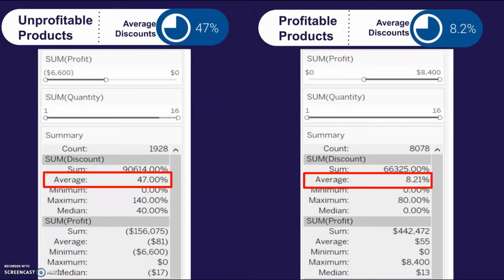So when looking into the discounts, we decided to capture the same visualization as the unprofitable products and profitable products. As you can see here, when just looking at the unprofitable products, we capture an average discount of 47%. And then when shifting over to our profitable products, we capture an average of 8.21%.